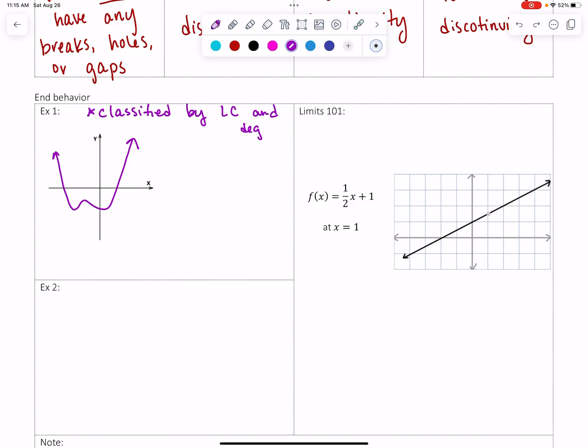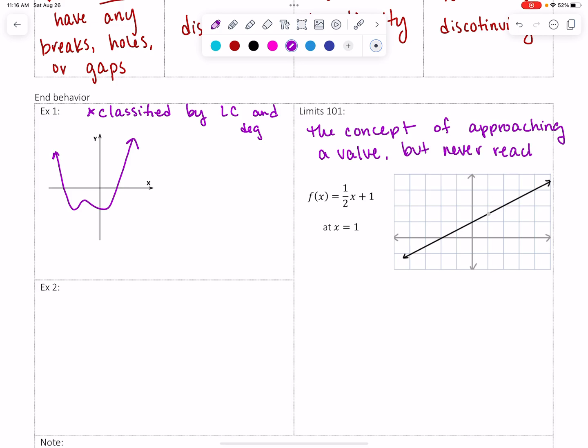We're going to jump on over to a little bit of limits. And for PreCalc, you're just going to be using limit notation. And limits are the concept of approaching a value but never actually getting there. Right? But never reaching it. So we're not actually getting to that value.